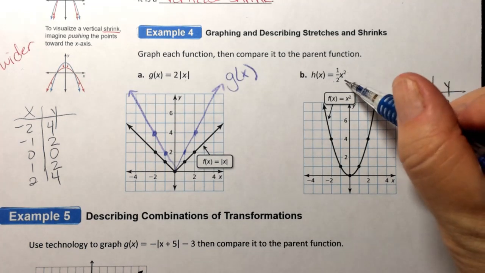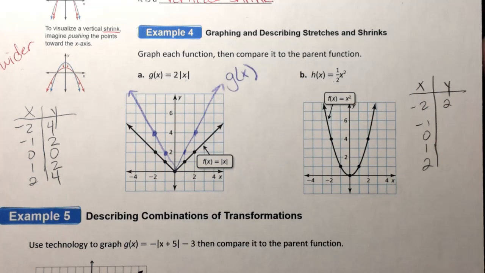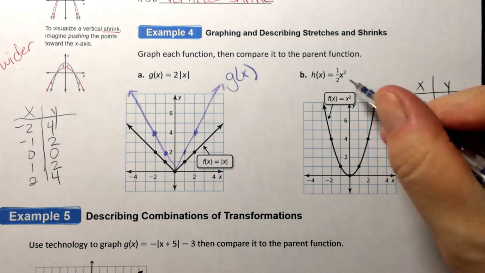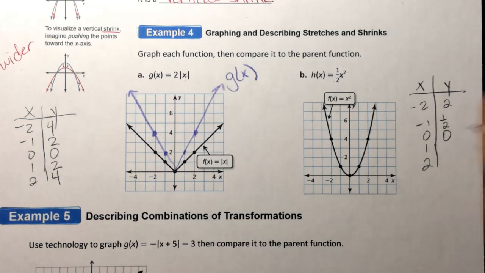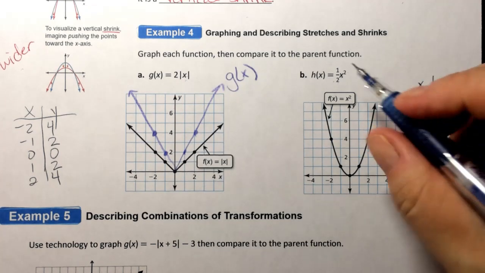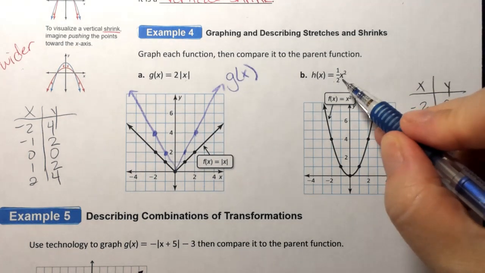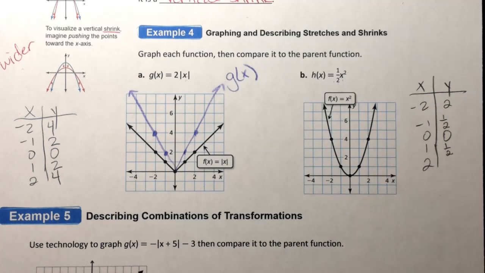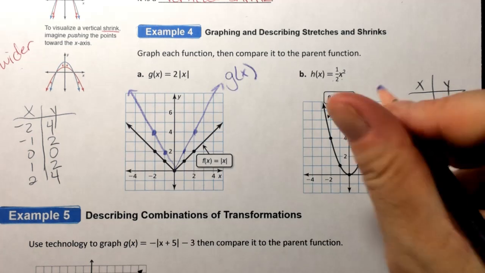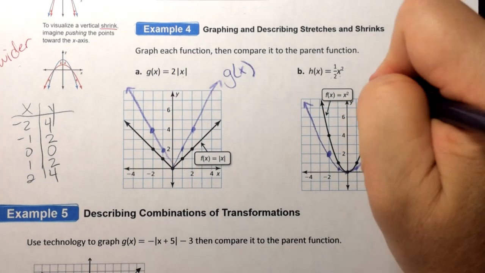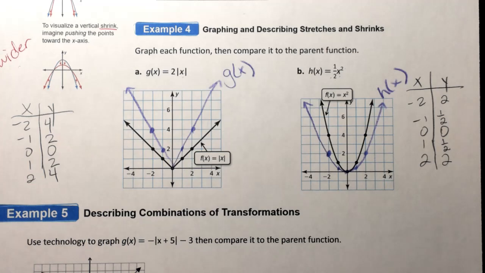All right, -1 squared gives me 1. Half of 1 is a half. Anytime I plug in 0 and I multiply, I'm going to get 0. All right, 1 squared is 1. Half of 1 is a half. I'm just mentally plugging in. I plug in 2 for x. I get 2 squared is 4. A half of 4 is 2. And now I'm going to plot those points. And this is h of x. So notice it does appear to be wider. It's not drastically wider. It's just slightly wider.